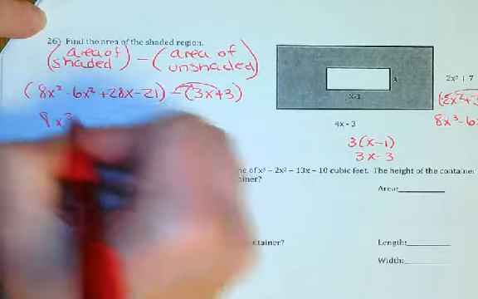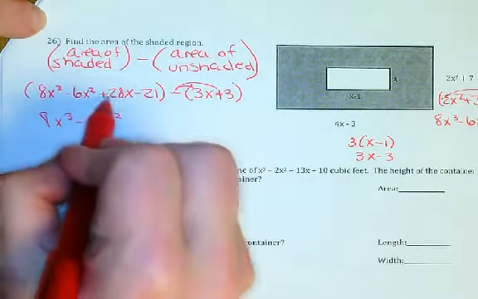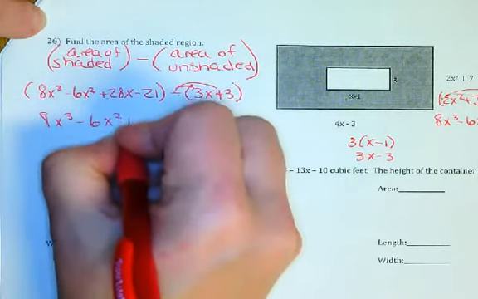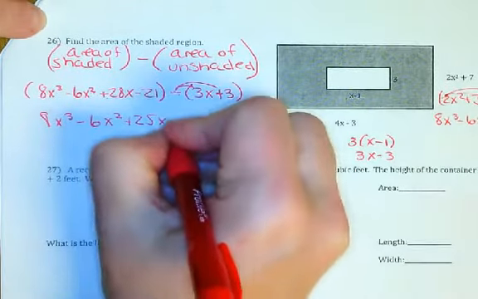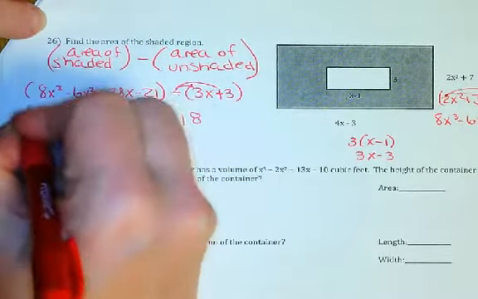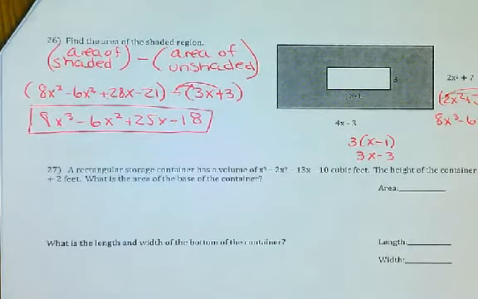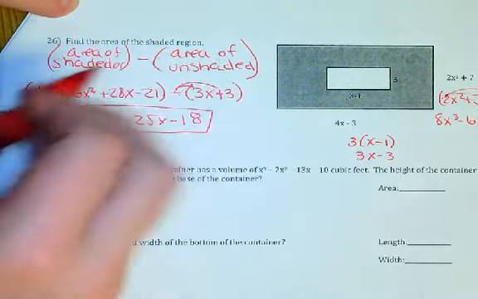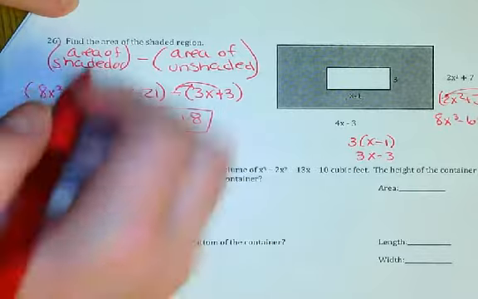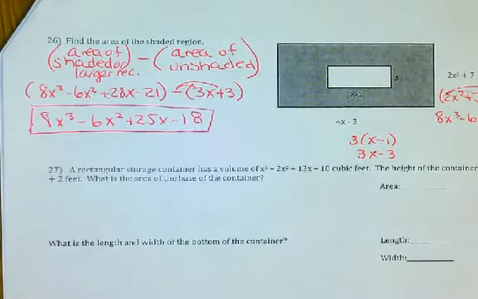There's nothing to combine the cubed with. There's nothing to combine the squared with. 28x and negative 3x will give me 25x. And negative 21 and 3 gives me negative 18. So this represents the area of just the shaded part. I really should probably say this is the area of shaded or larger rectangle. That'd probably make it more precise.